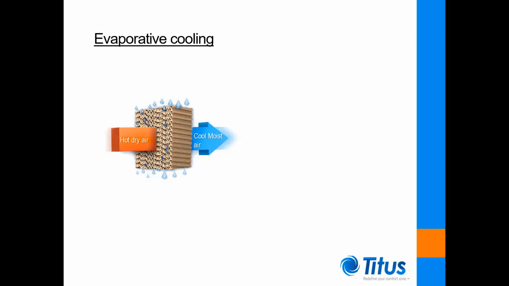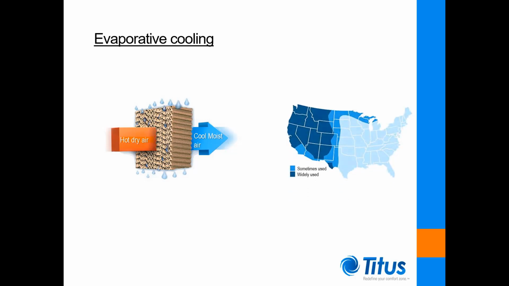The evaporative cooling process lowers the dry bulb temperature of the air as it absorbs moisture while passing through the wetted media. Evaporative cooling is frequently used in dry climates. This map illustrates the areas of the United States where it can effectively be applied.